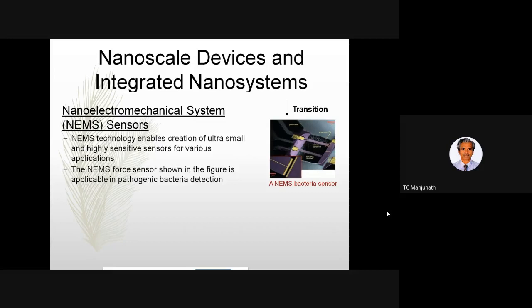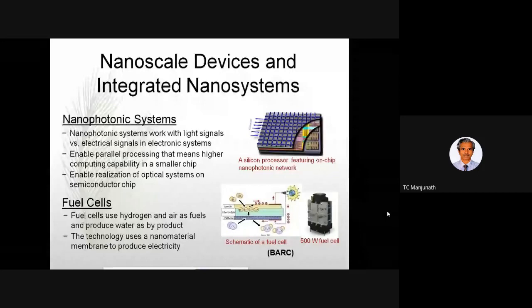So the nanoelectronic mechanical system, the four sensors which I have shown in that figure, is applicable to pathogenic bacteria detection. So that NEMS sensor is detecting the bacteria, which is at the nano level. That also cannot be seen with the naked eye; you have to see it using your atomic force microscopes, right? Nanophotonic systems are there. Those nanophotonic systems work with light signals instead of electrical signals in electronic systems, and they enable parallel processing. That means higher computing capability in a smaller chip.